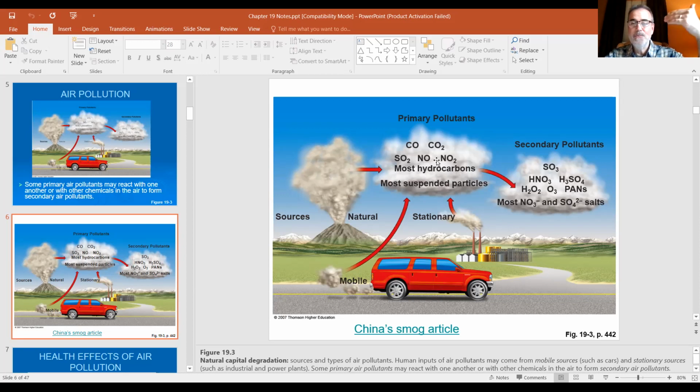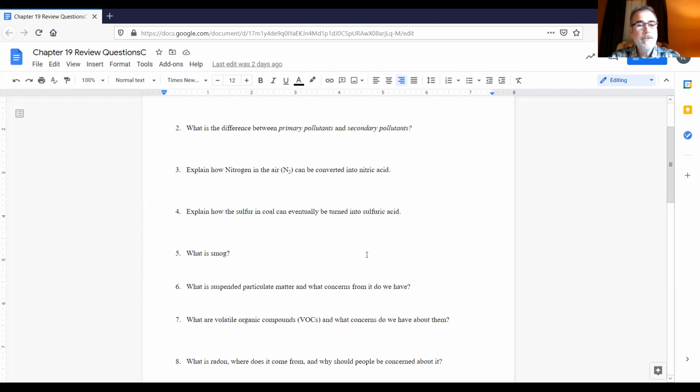Then once they are released, those things react with things in the atmosphere and produce the secondary pollutants: sulfuric acid, nitric acid, things like that. So in other words, if you want to stop the secondary pollutant, you've got to stop producing the primary pollutant. All right.